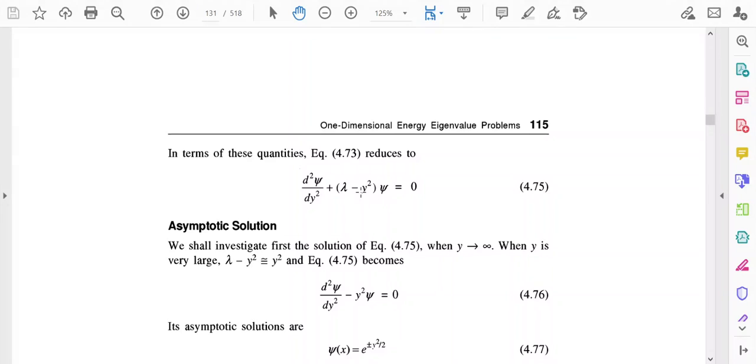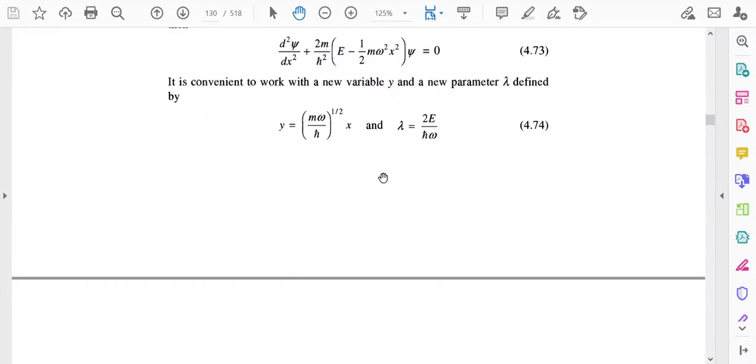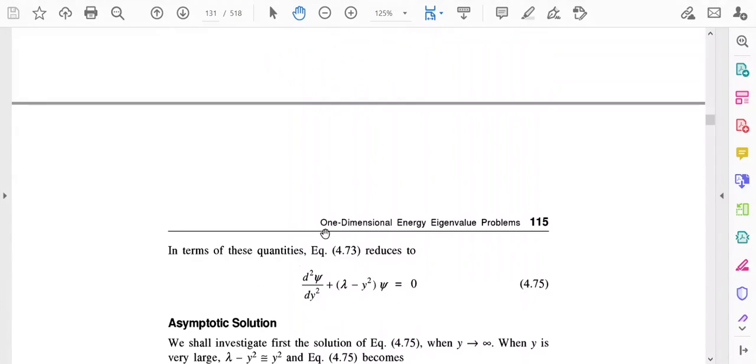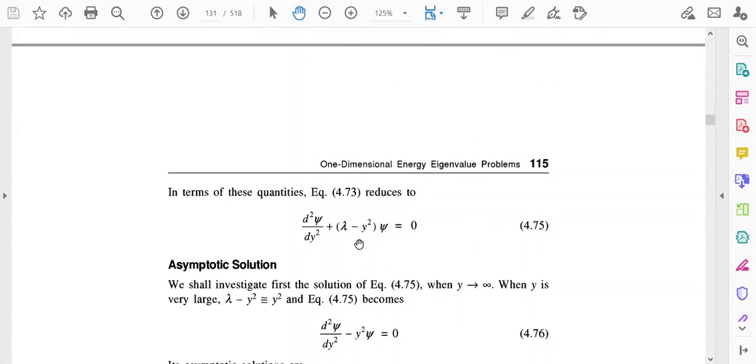If y is very large, then the value of lambda can be neglected. What is lambda? Lambda is equal to 2E by h cut omega. Now you are making y very large, y tends to infinity. From the comparison of the values of y and lambda, the value of lambda can be neglected. So if you make lambda equal to 0 in equation 4.75, this will become d square psi by dy square minus y square psi is equal to 0, because we have made lambda equal to 0.